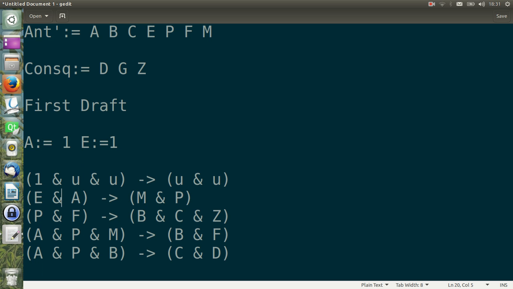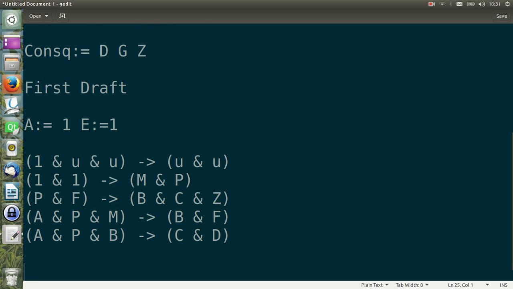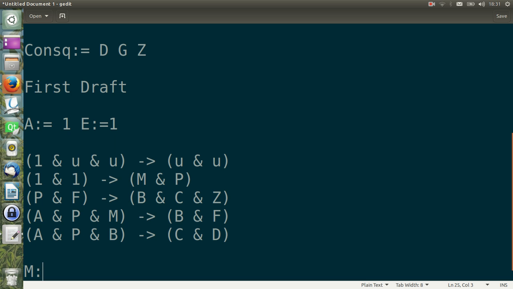We need all the antecedents to have a value of 1. For example, in this rule, E is value 1 and A is value 1. So the whole is a 1 because it's an AND operand. So we can infer that the value of M is 1 by modus ponens, of course, and P value is 1.